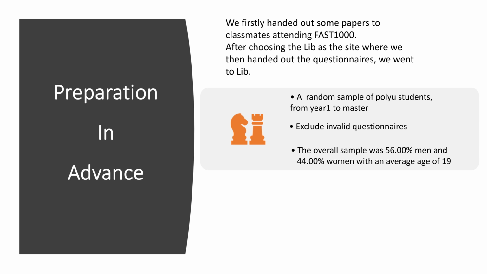Firstly, we handed out our papers to some classmates attending the FAST1000 class. And after choosing the library as the site where we then handed out the questionnaires, we went to the library and gave the questionnaire to a random sample of PolyU students from year 1 to master.